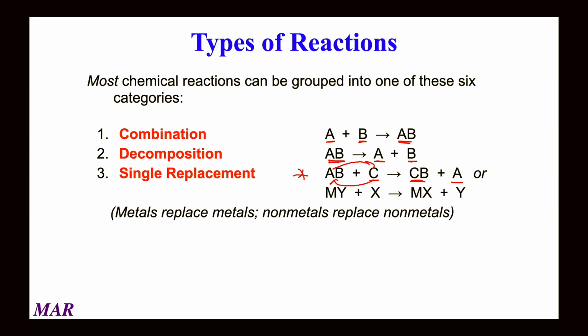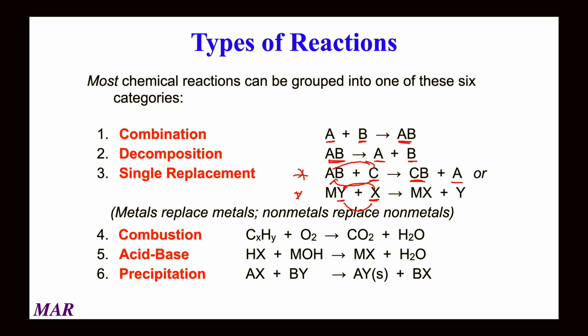Now, the reason I have 2 examples right here is because you have to do it metals with metals or nonmetals with nonmetals. In the example I just showed you, A and C are both metals, or positive, and they're going to trade places with each other. In the second example, X and Y are nonmetals, and they're going to be the ones replacing each other. So M was dancing with Y, now M is dancing with X on the other side, and Y is by itself. So the only thing tricky about single replacement is you have to have the same kind of species being replaced by a similar species.